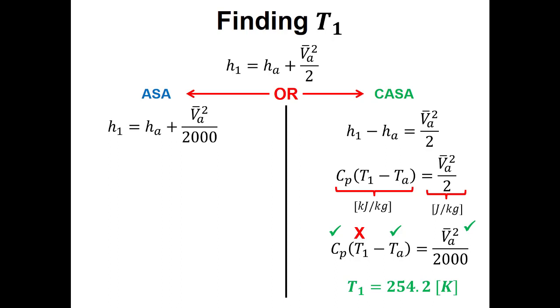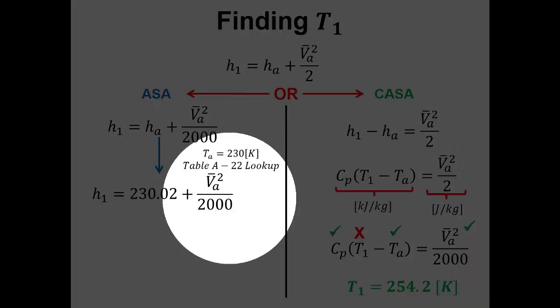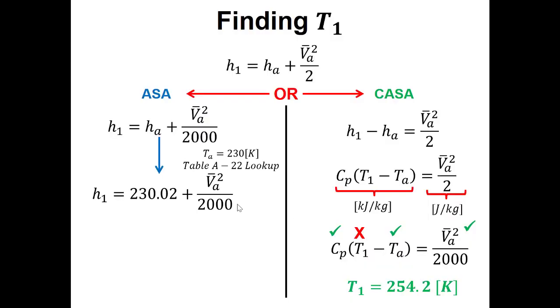I can do a similar thing if I'm using variable specific heat, but now I'm going to actually find these enthalpies. In this case, I was given the temperature at state A. So I can look on table A22 because my working fluid is air, and I can find that if the temperature is 230 degrees Kelvin, then the specific enthalpy is 230.02 kilojoules per kilogram. Again, I have to divide this velocity term by 1,000 to get to kilojoules per kilogram, so I can add apples to apples here.